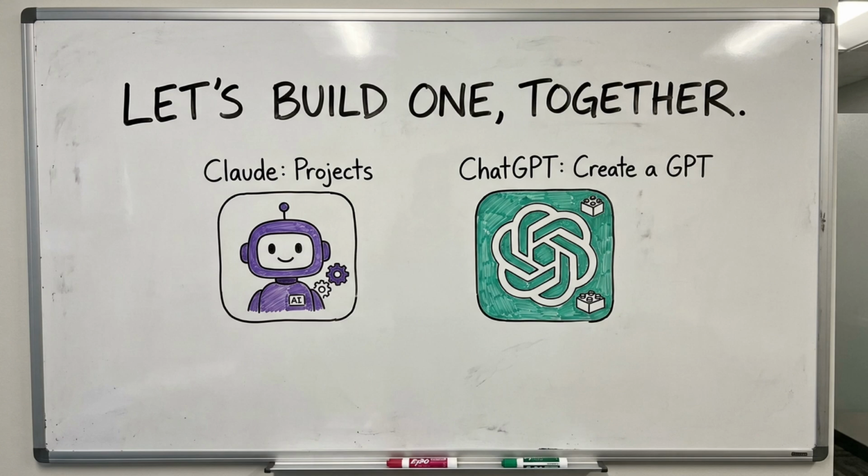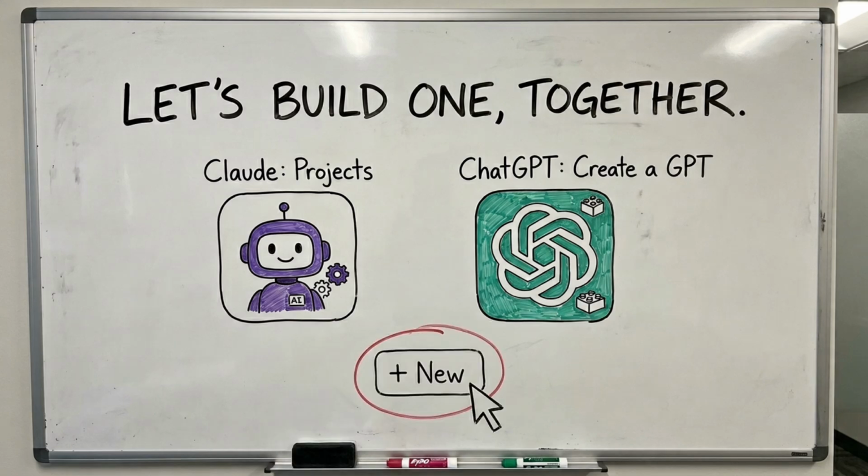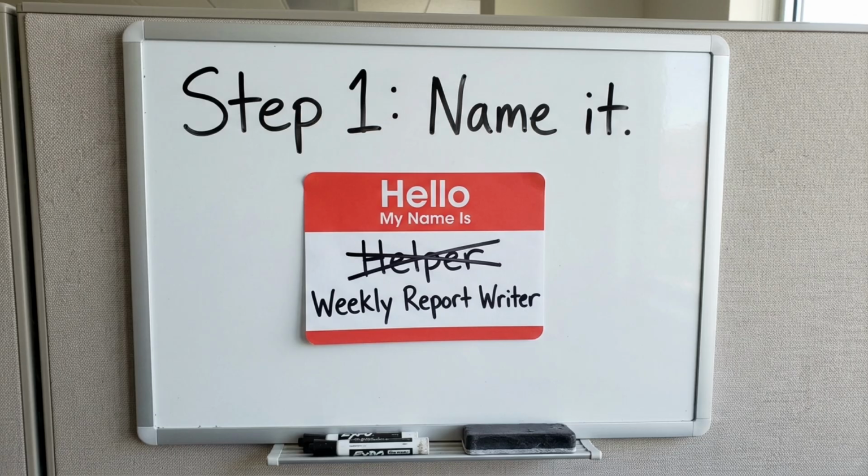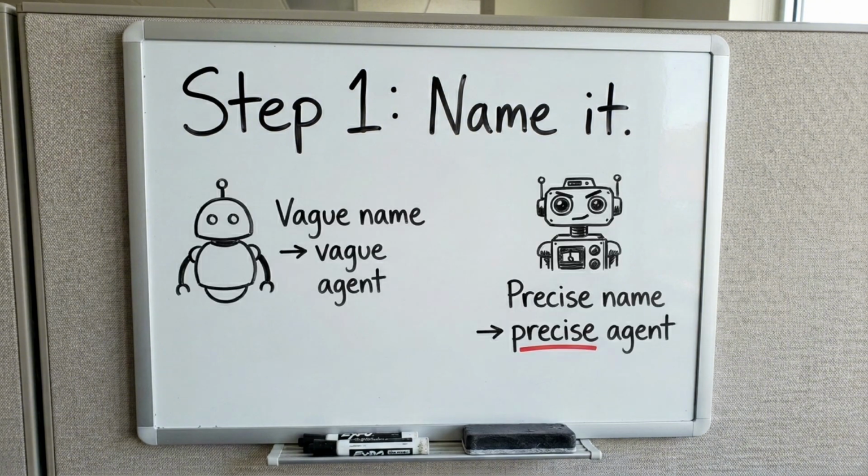Open Claude or ChatGPT. Look for projects in Claude or create a GPT in ChatGPT. Both work almost identically for this. Click to create a new one. Step 1. Give it a name and a job. Don't write helper or assistant. Be specific. Something like weekly report writer or client email drafter. The more specific the name, the more specific the AI's mental model becomes. A vague name produces a vague agent. A precise one produces a precise one.